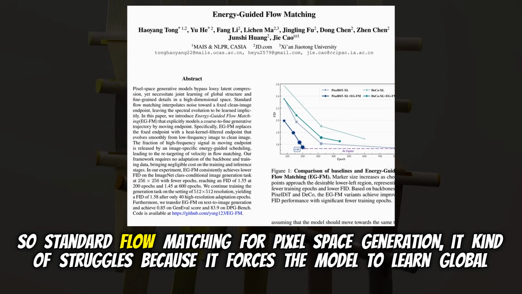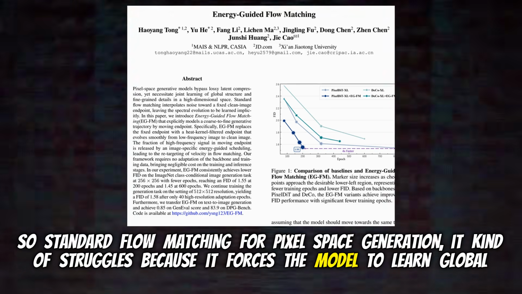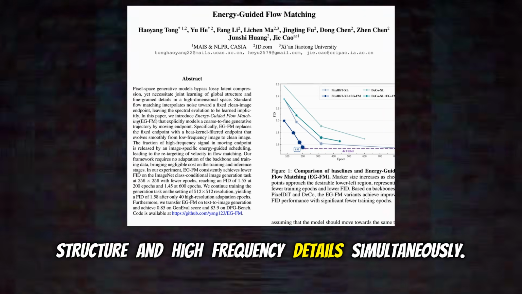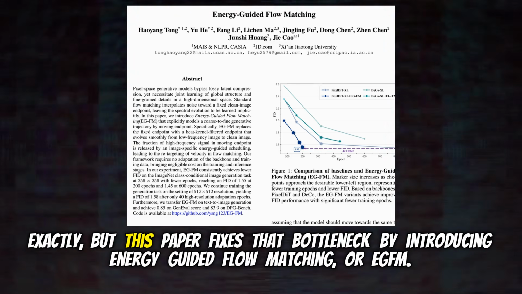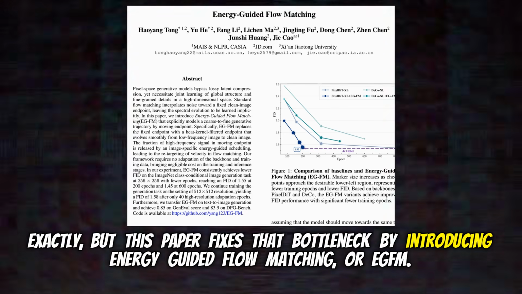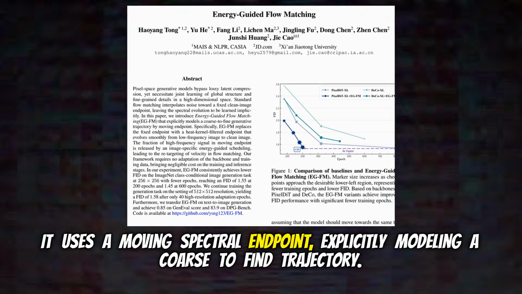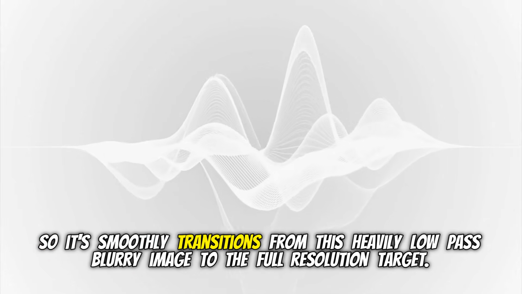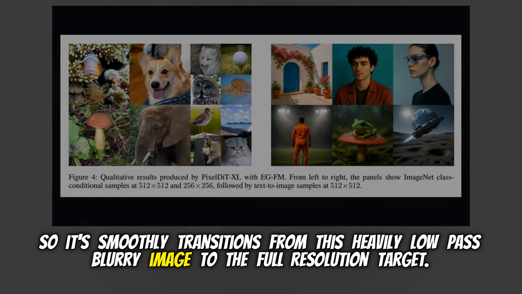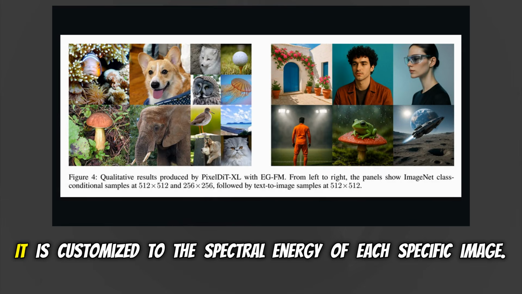So standard flow matching for pixel space generation kind of struggles because it forces the model to learn global structure and high-frequency details simultaneously. Right, it's aiming at a fixed clean image endpoint. Exactly. But this paper fixes that bottleneck by introducing energy-guided flow matching, or EGFM. It uses a moving spectral endpoint, explicitly modeling a coarse-to-fine trajectory. So it smoothly transitions from a heavily low-pass, blurry image to the full-resolution target. And it does this adaptively. Yeah, that's the kicker. It is customized to the spectral energy of each specific image.